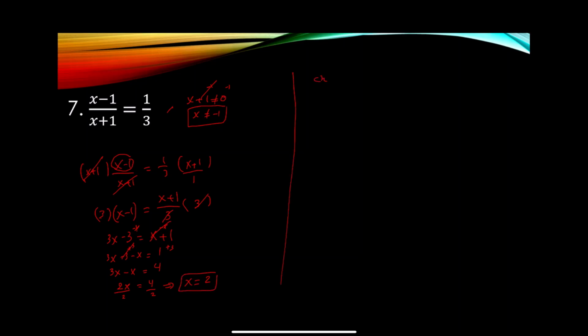Now in order to do the check, bracket minus 1 over bracket plus 1 equals 1 over 3. Put 2 and 2. 2 minus 1 is 1 over, question mark, 2 plus 1 is 3. Is it equal to 3? Yes.